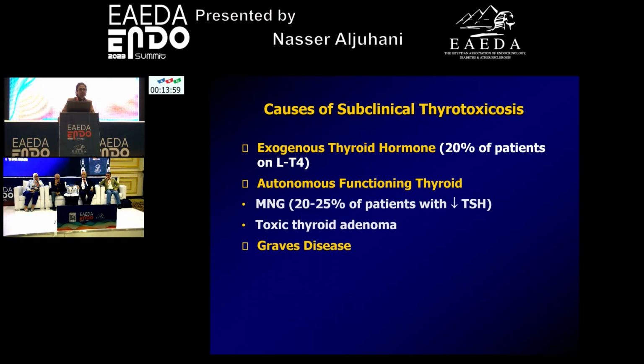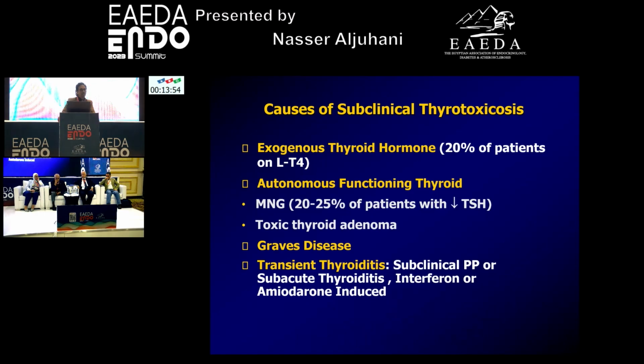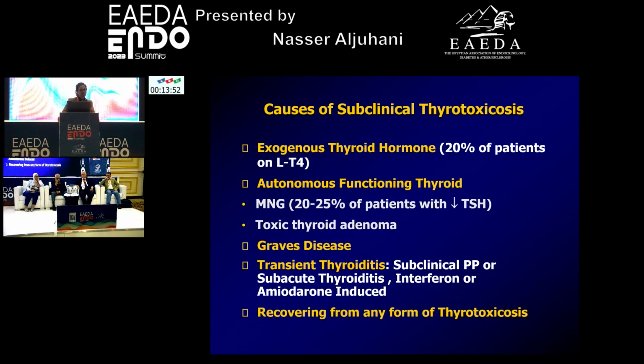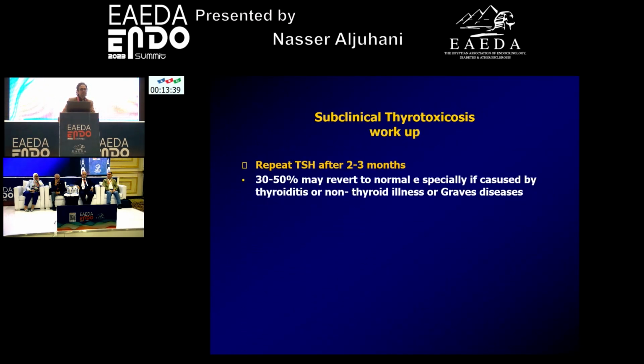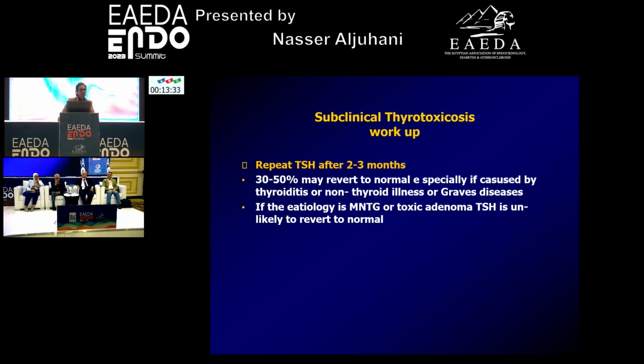Autonomous thyroid function is probably the most common in subclinical hyperthyroidism, then Graves' disease, thyroiditis, or recovery from any form of thyrotoxicosis. So the causes are actually the same as those of clinical hyperthyroidism. So what's the workup? Repeat TSH after 2 to 3 months. Some patients recover, 30 to 50%. Unlikely to recover if there is multinodular toxic goiter or toxic adenoma.